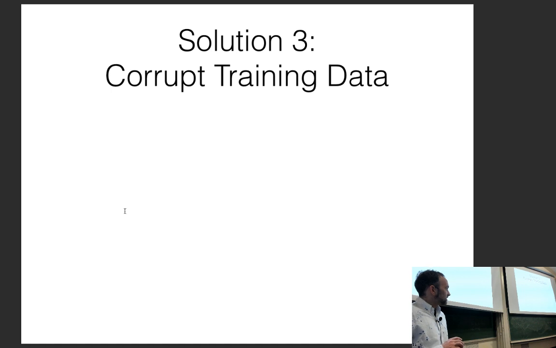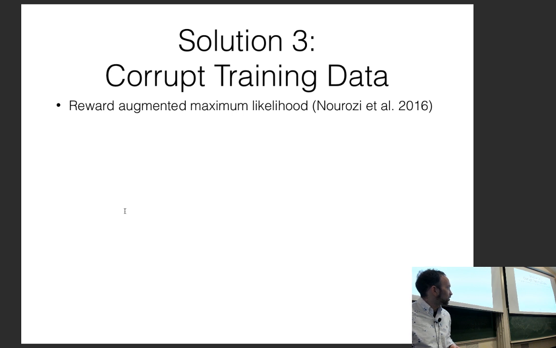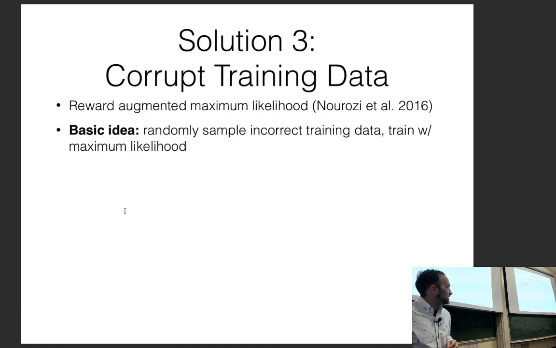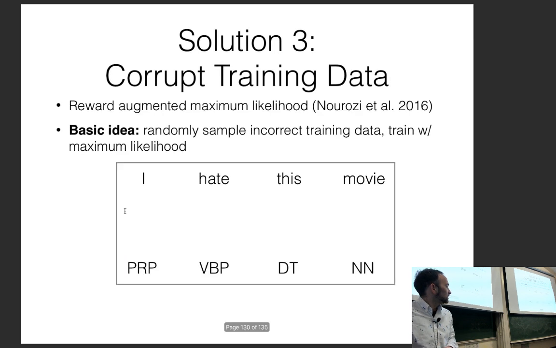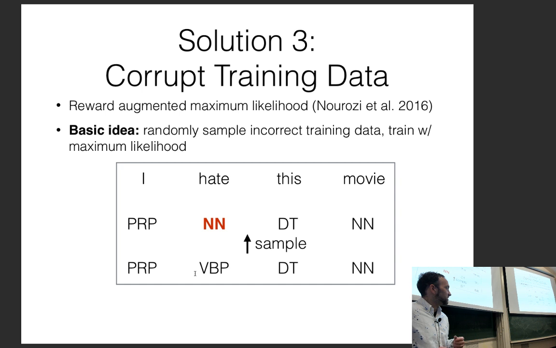The next thing is corrupting training data. The name is reward augmented maximum likelihood. The basic idea is that we randomly sample incorrect training data, but then train with maximum likelihood. So if we have a training example with an input and an output, we randomly sample perturbations to this before even training the model whatsoever. And then we do maximum likelihood estimation with respect to these perturbed inputs.